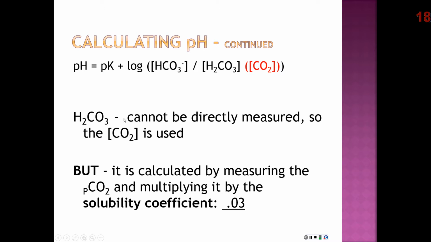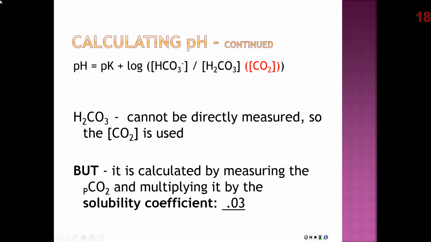Carbonic acid cannot be directly measured, so the concentration of carbon dioxide is used. But it is calculated by measuring the PCO2, or partial pressure of carbon dioxide. So you do this by multiplying it by the solubility coefficient, which is 0.03. So this is an additional value.